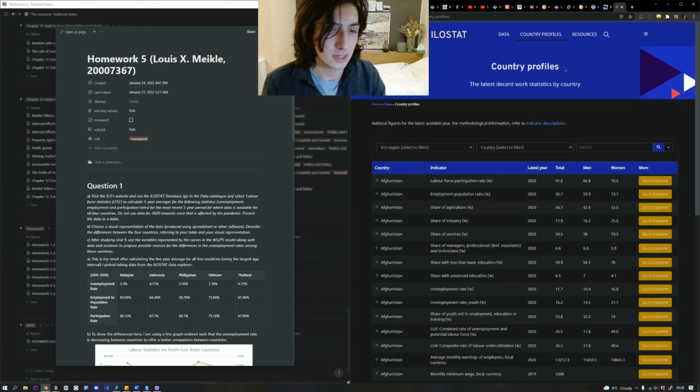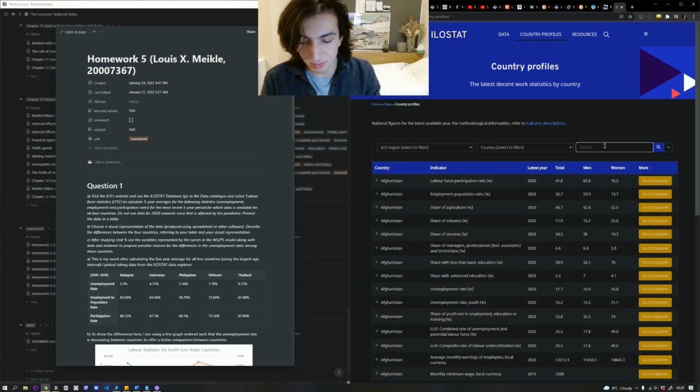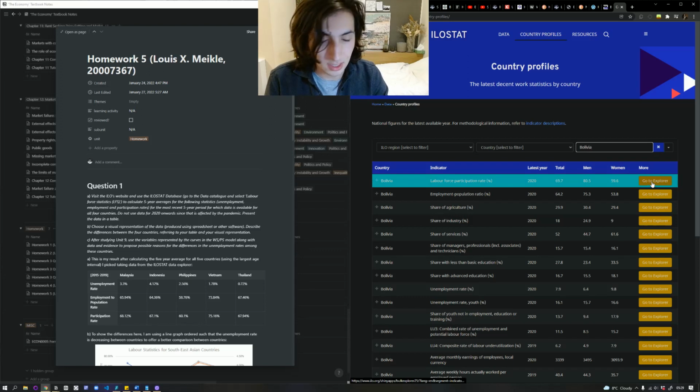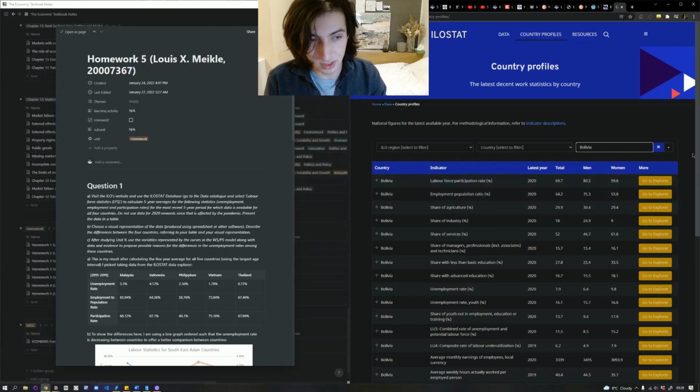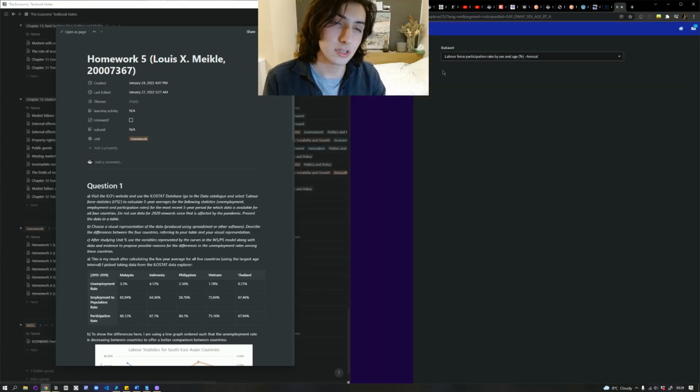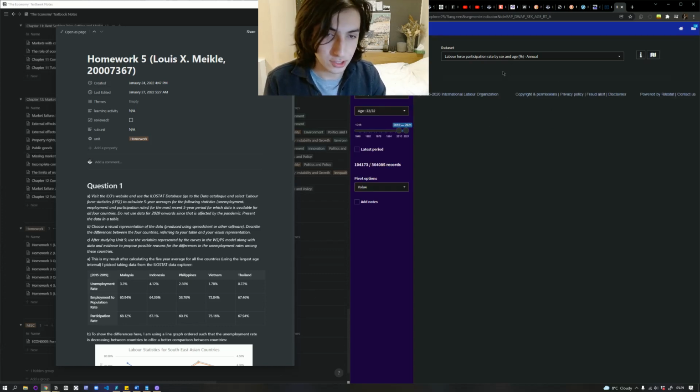So let's get an example. Say I wanted to pick the country of Bolivia. Yep, so I have Bolivia there. Now what I want from Bolivia is employment rate. Actually, what's better is to just press Go to Explorer on any one of these. It brings you to this webpage, which is a little easier to work with. So this is the participation rate by sex and age.